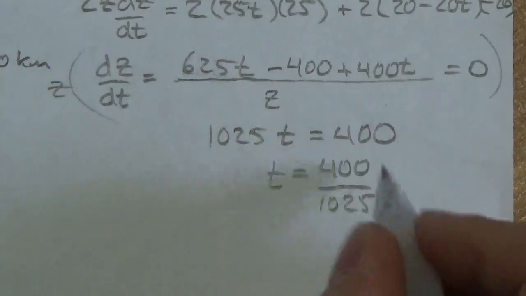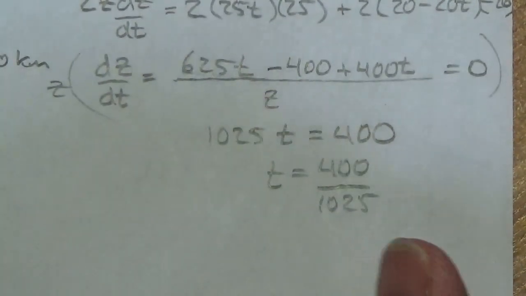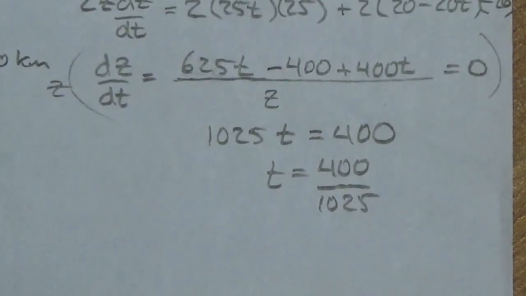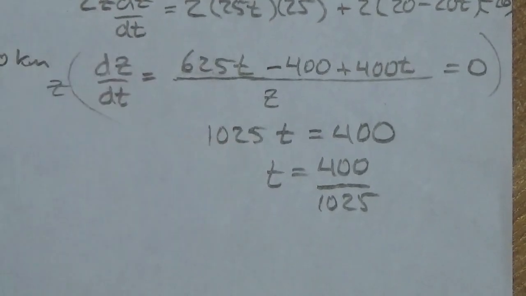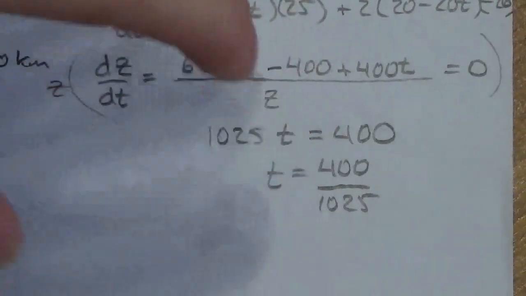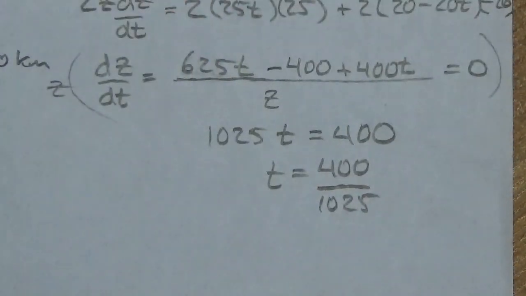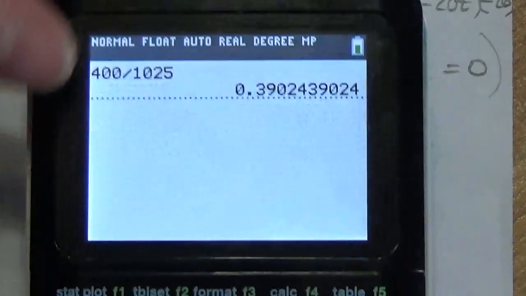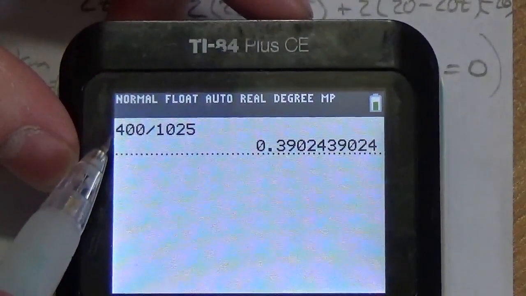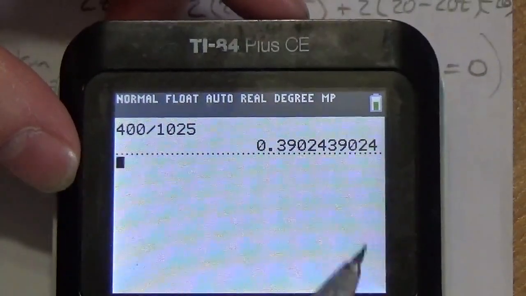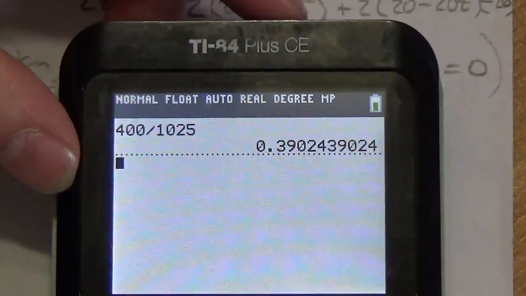So what I've got to do here is convert this into a time that's actually useful to us, because the question is asking, when are the two boats closest to each other? Well, remember, time is in terms of hours in this problem, and I know that because I'm given speeds in terms of kilometers per hour. So this has got to be in terms of hours. So when I take 400 and divide it by 1025, I get that as my time.